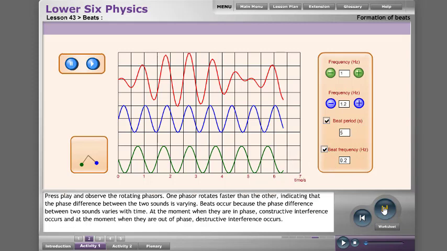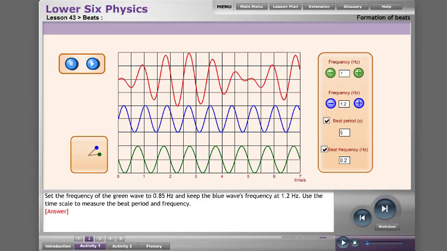Press play and observe the rotating phasors. One phasor rotates faster than the other, indicating that the phase difference between the two sounds is varying. Beats occur because the phase difference between two sounds varies with time. At the moment when they are in phase, constructive interference occurs, and at the moment when they are out of phase, destructive interference occurs.